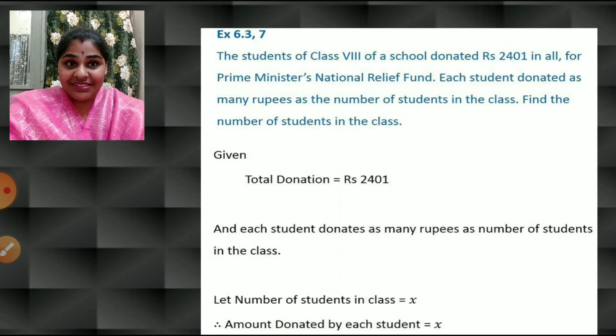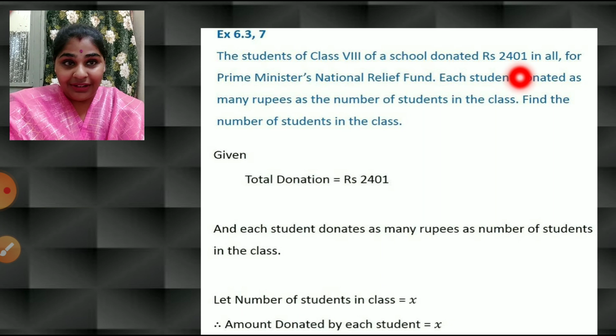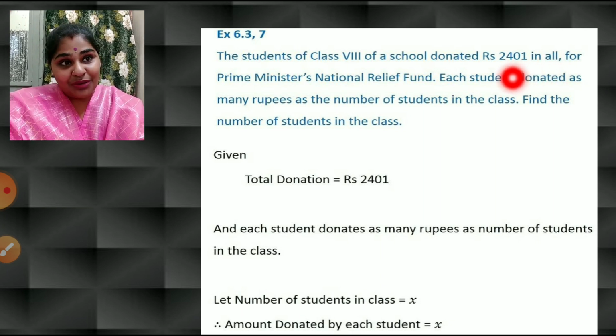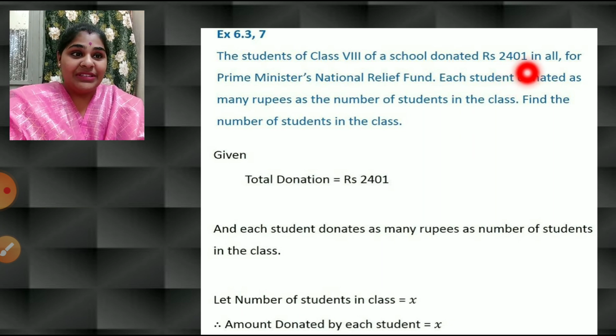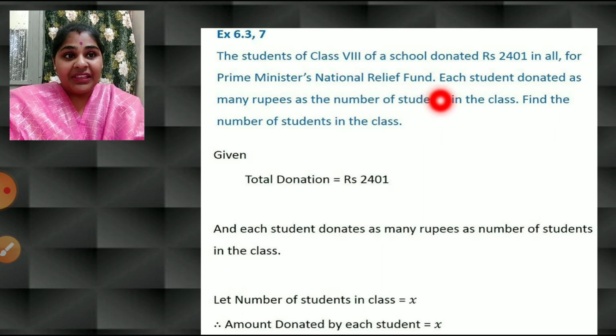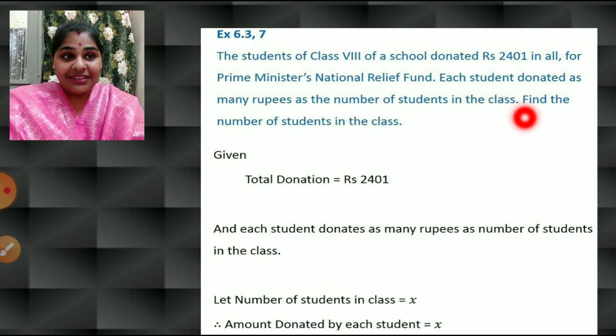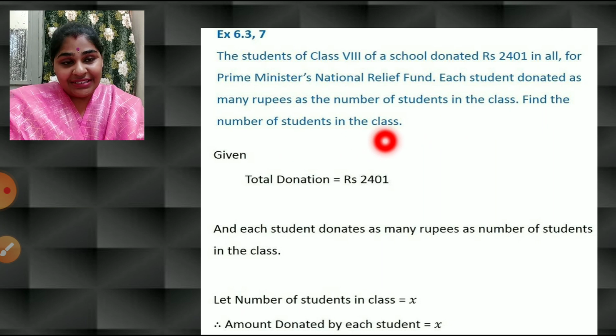So this is exercise 6.3, question number 7. The students of class 8th of a school donated rupees 2,401 in all. That is, total donation was 2,401 rupees for Prime Minister's National Relief Fund. Each student donated as many rupees as the number of students in the class. Find the number of students in the class.